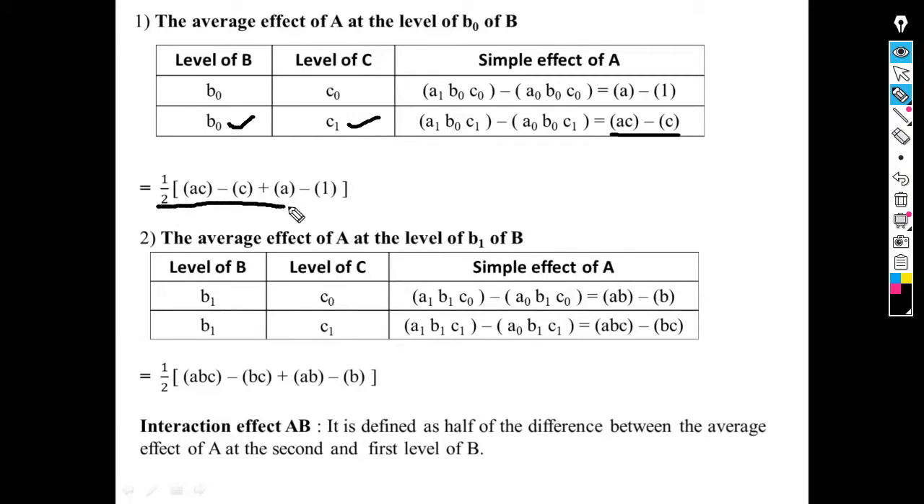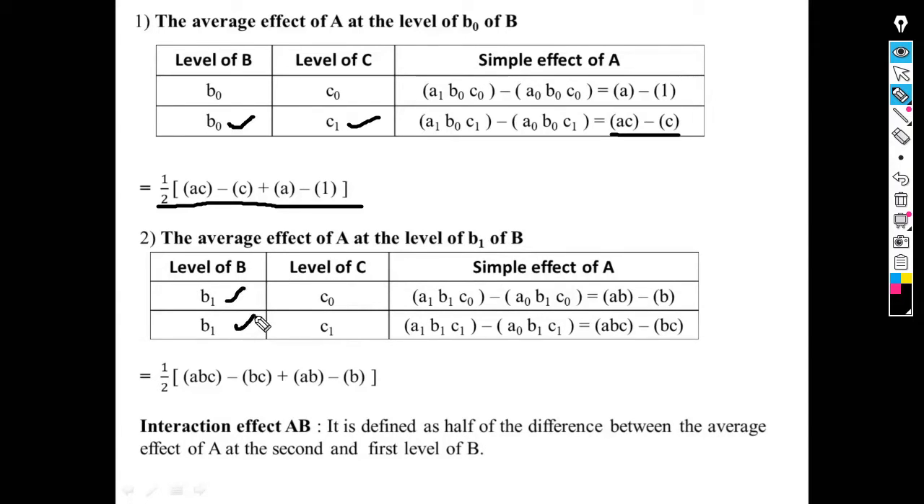So this is the average effect of factor A at the first level of factor B. We have already discussed this table when we found our main effect for A. Similarly, here we find the average effect of A at the level B1 of B. So here we find the average effect of A at the second level of B. For this we consider factor B at the first level.